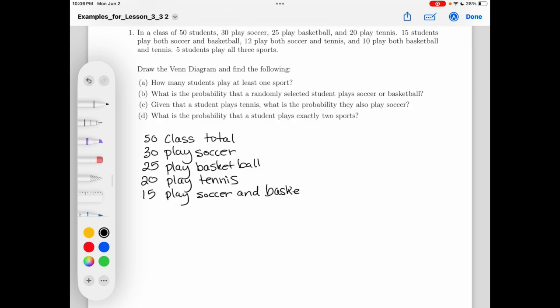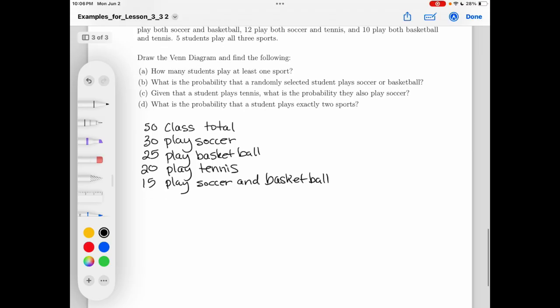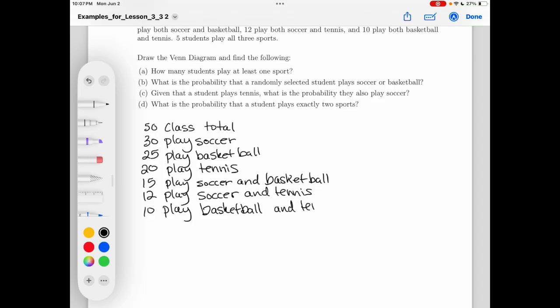soccer and basketball. We have 12 that play soccer and tennis. We have 10 that play basketball and tennis. And then lastly, we have 5 that play all 3 sports.